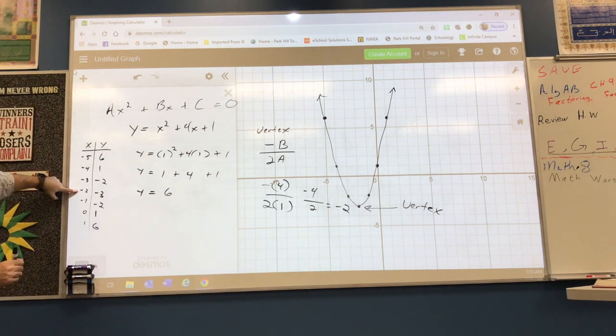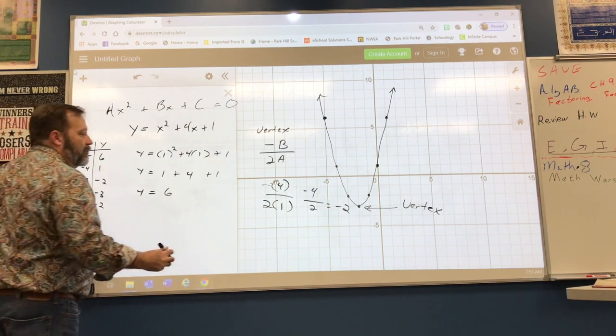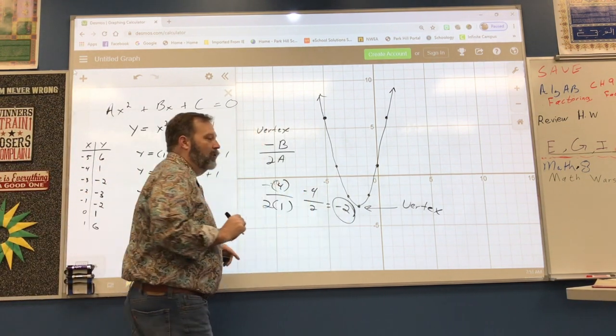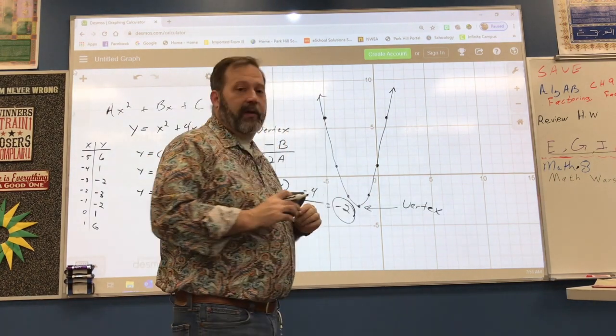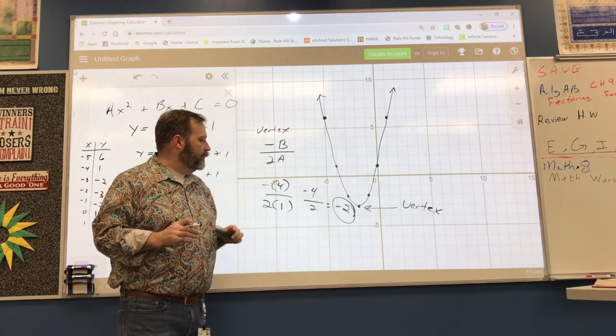Oh, look at that. There's the x value for my vertex. That would be my start point. I would use this number as my x value for my middle number, or my vertex. Nice little trick there. You're actually going to work some problems with that.